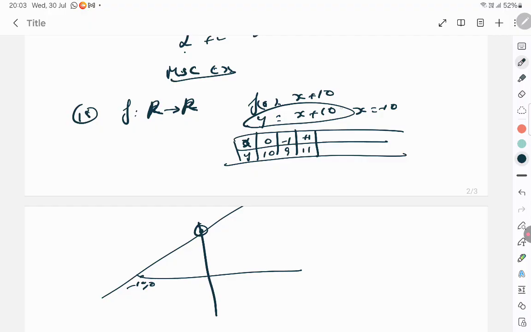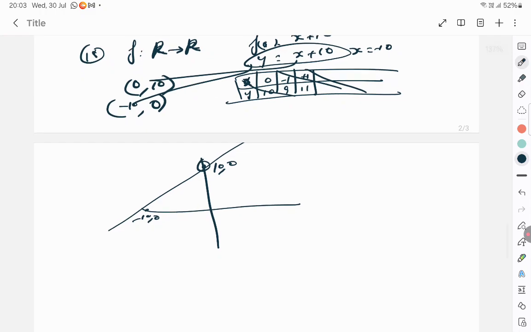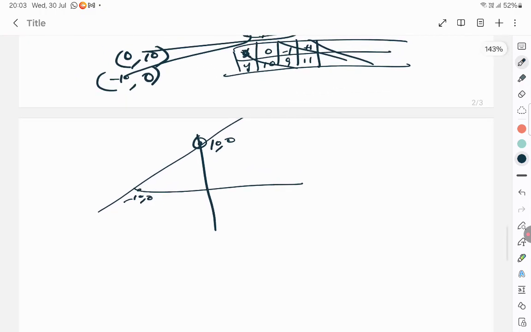You can just assume like this instead of doing this. Put x as 0, y is 10. Put y as 0, x is minus 10. 2 points is more than enough. At 0, 10 and minus 10, 0, thus you drew the graph. That's all. So that's about sketching the graph of a function. Done. It's a linear function. So let's go to the next question.